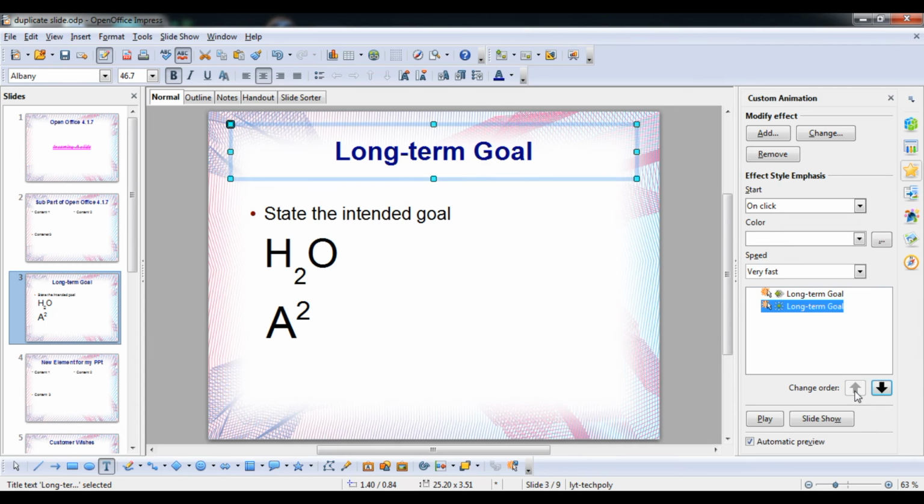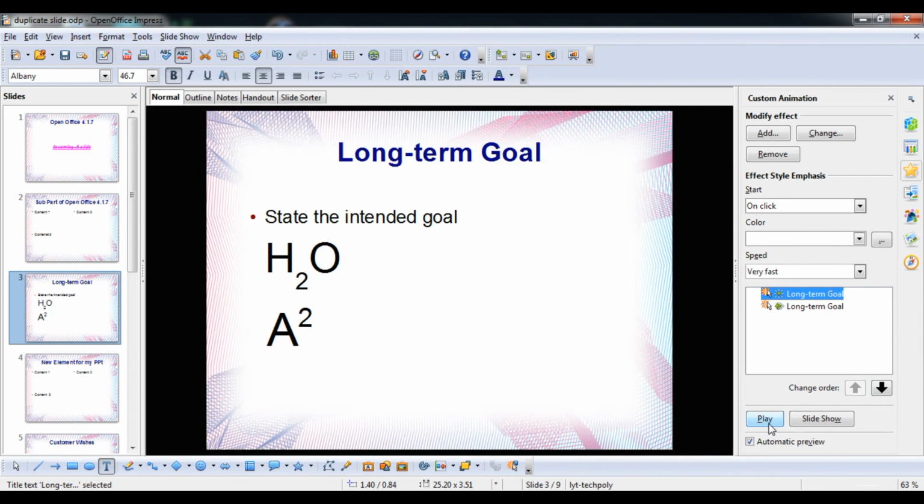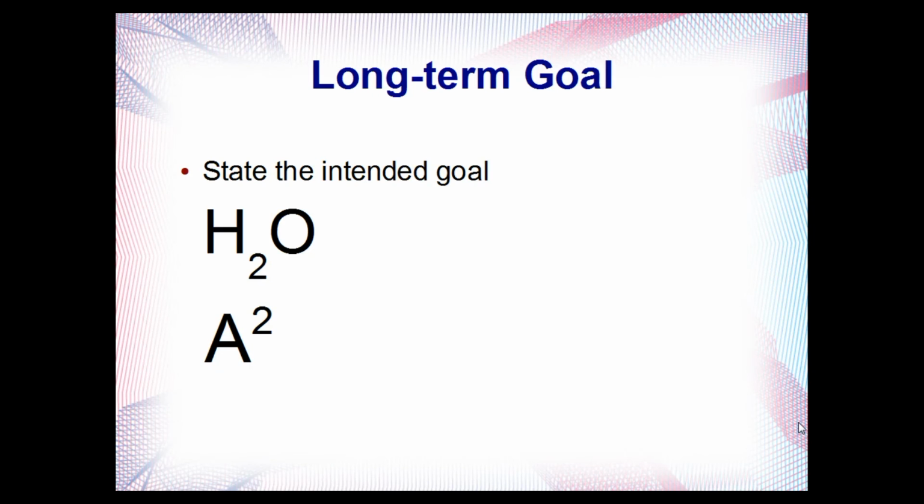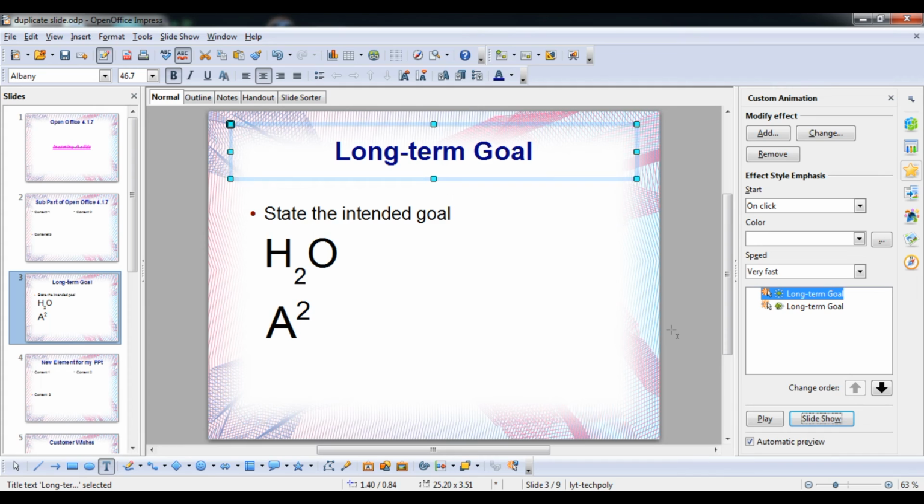So you can just click and change the order of them also, and then you can see the Play option, so it will look like this. Or you can just press Slide Show, and you can see on click it will change, okay students. Now you can see at last it will dissolve, and press Escape for exiting the slideshow view. So here, students, we have learned how to apply custom animation in the OpenOffice Impress application.